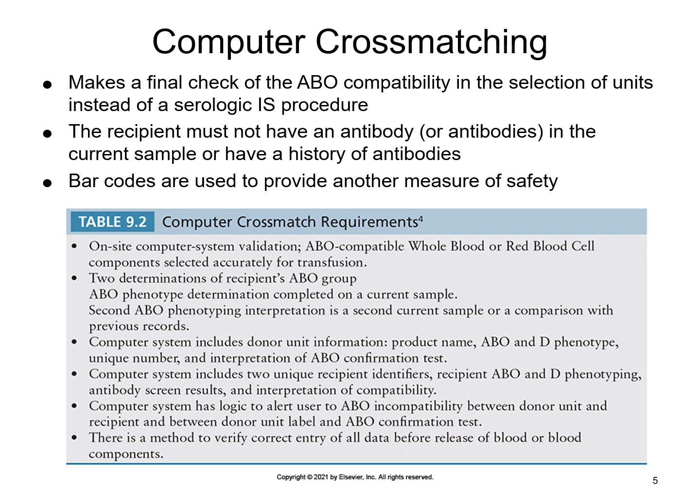So again, I mentioned that the computer has to go through a validation process for all of your components. There have to be 2 determinations of the recipient's ABO, so you have to have it off the current sample, as well as testing off a second current sample, or it has to match the historical record. A lot of facilities will put this into place, not just for computer cross matches, but just as another safety measure. They'll do a blood type repeat, or there may be other names that facilities use for it, or a recheck, something like that.